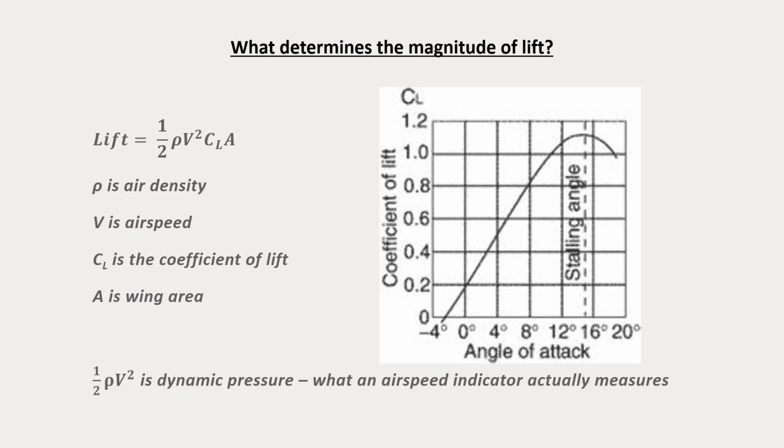Now this 1/2 rho v squared is called dynamic pressure. It's kind of convenient that that is what our airspeed indicator is actually measuring. It isn't measuring velocity directly; it's measuring dynamic pressure and converting that to a velocity. But in many ways, it's giving us a more useful measurement of our airspeed than if it was truly measuring our airspeed, because it's factoring in this density piece.